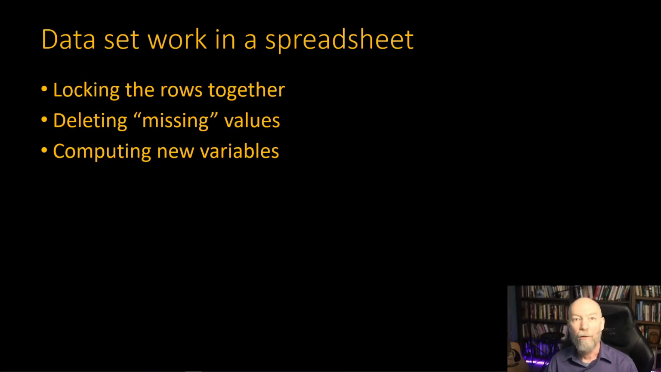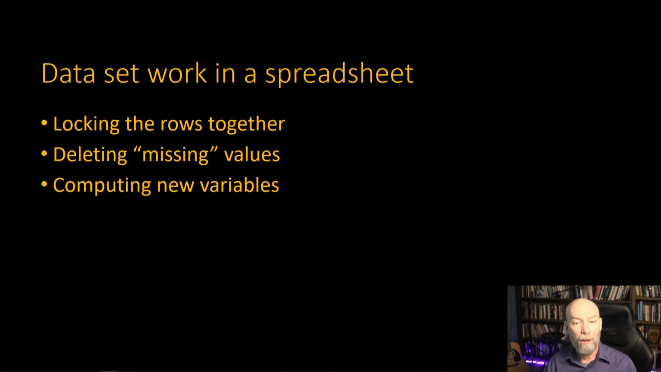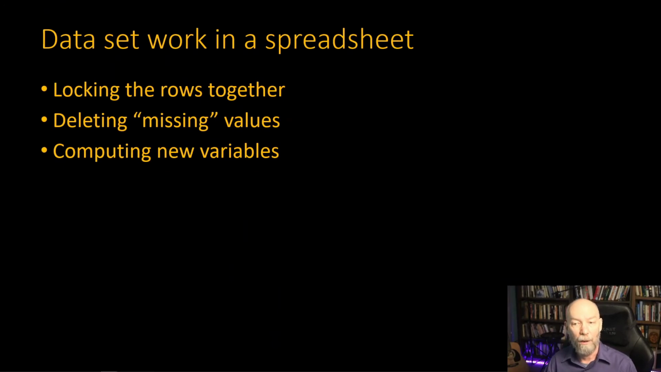Okay, I'm going to do a little splice here. I changed my mind on the order I want to cover a couple of things, and so I've restarted part of the recording here. So we had talked about how you were going to do some kind of data set work in JASP itself and the different kinds of things you could do there. And now I want to talk a little bit about how you're going to do data set work in a spreadsheet.